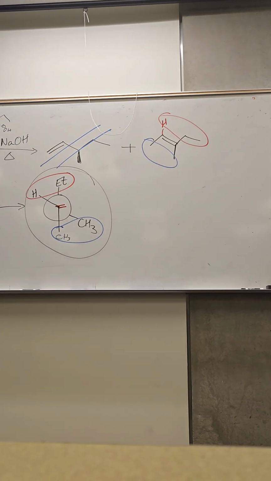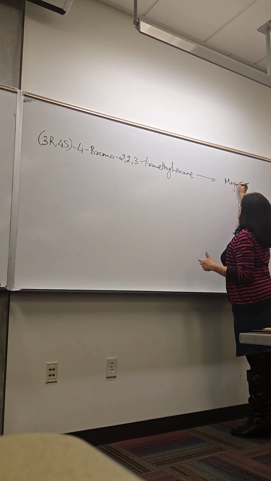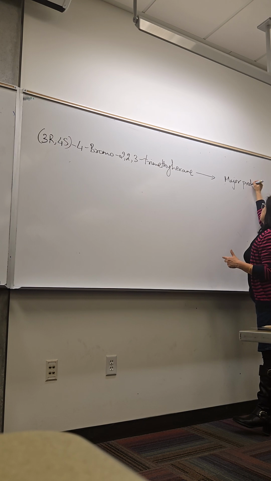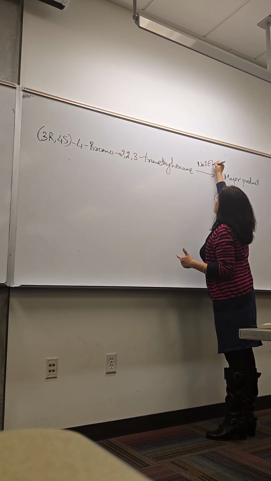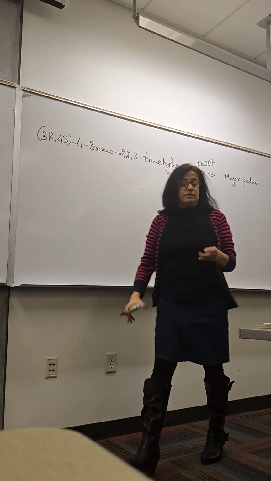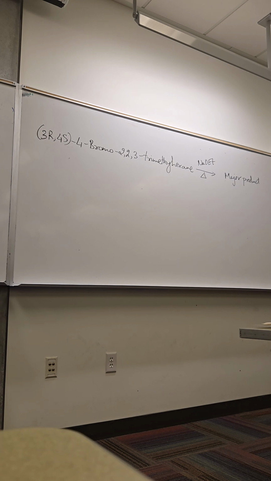And then the question is, show the major product if this is heated with sodium ethoxide. Again, we are focusing on E2 right now. So that's what we are thinking about. If you see a question such as this, what's the first thing you would want to do? Draw it. Exactly. Draw that and keep the stereochemistry in mind. So go ahead, let's draw it first.